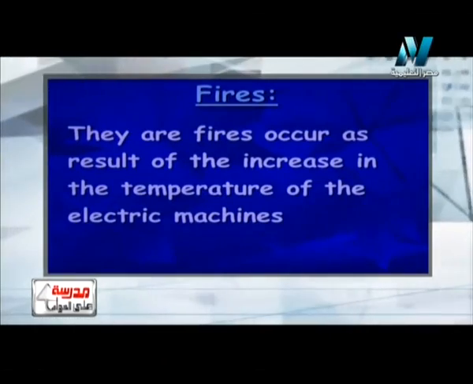Its function is to generate heat. الأجهزة الكهربائية دي وظيفتها إنها تولد حرارة. So what happens when the temperature of this machine increases? It may cause burns or it may cause fires. ممكن تسبب حرائق. How can I protect myself from them? I must know well what are the reasons of the electric fire. But before that, I must read again what is meant by fire.